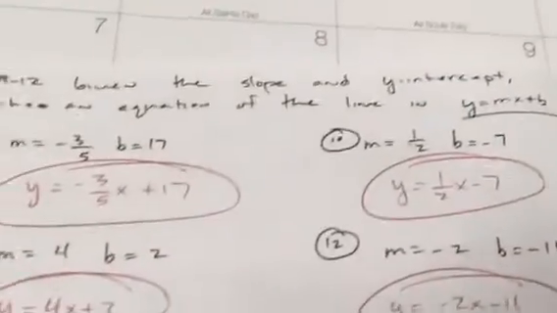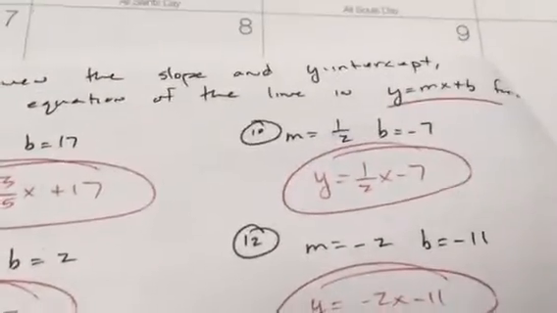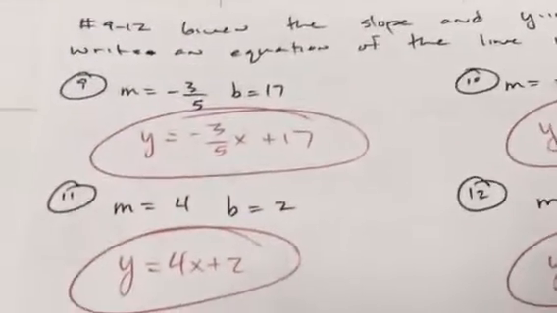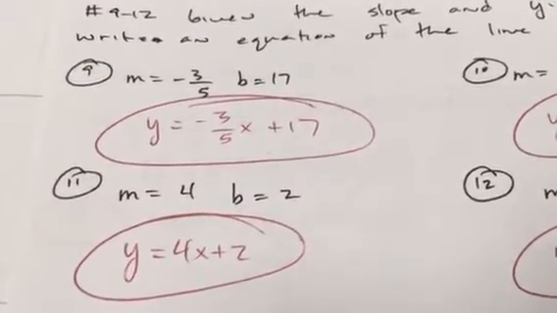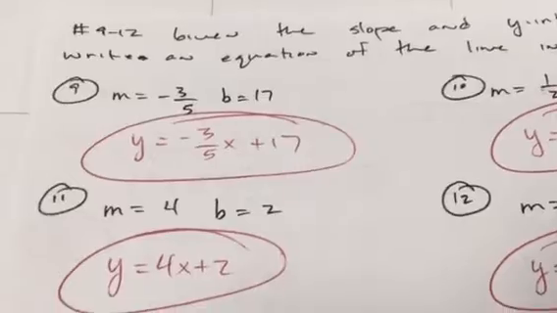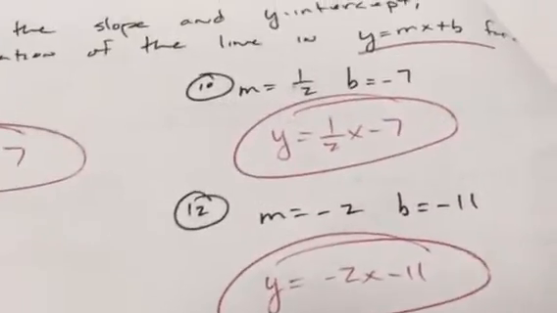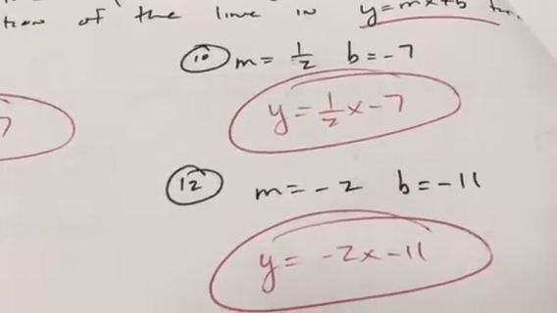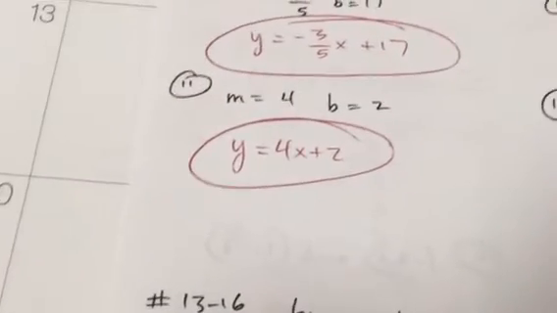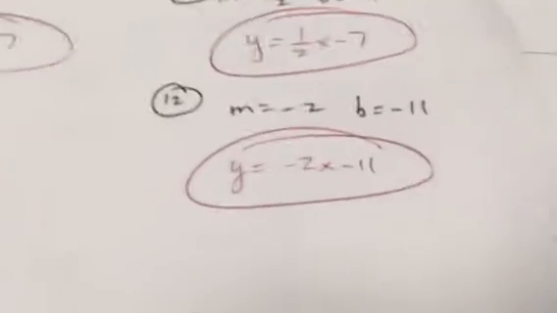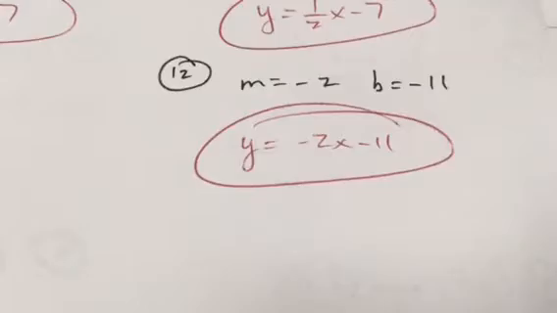Moving on, folks. If I give you the slope and the y-intercept, simply put it in y equals mx plus b form, I literally give you the answer. Y equals negative 3/5 x plus 17 because it's positive 17. There's the answer for 10. It's minus 7 because it is a minus 7. Don't write plus and negative. That just looks weird. And there's 12. Those are easy, easy questions.